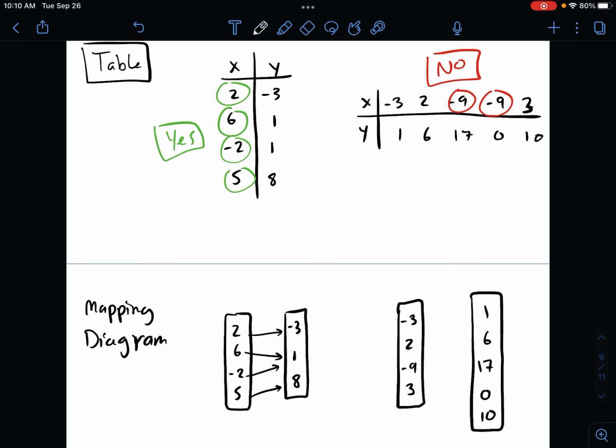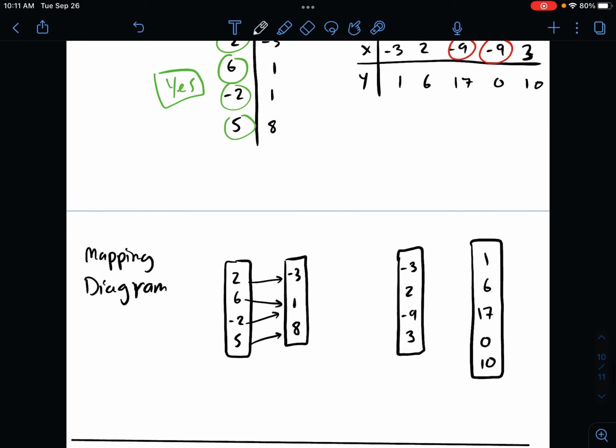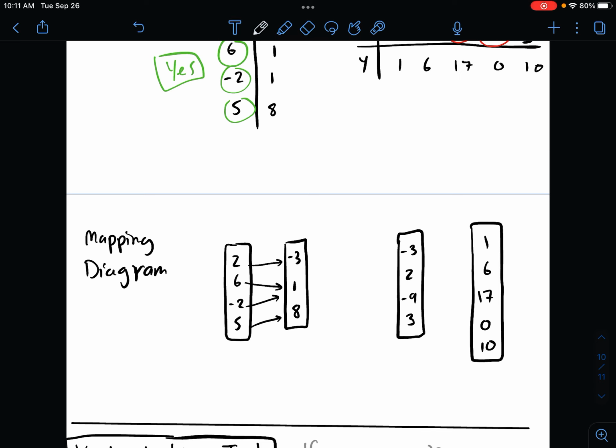And then I have a 5, 8. So I'm going to draw an arrow from the 5 to the 8. Things to notice about mapping diagrams.